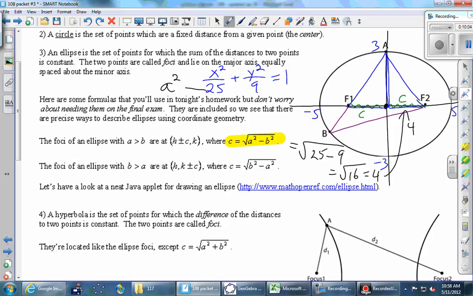And this is if the A is the bigger one. If the B is the bigger one, then just subtract in the other order. You just have to make something positive inside of the square root. So that's where the foci are.